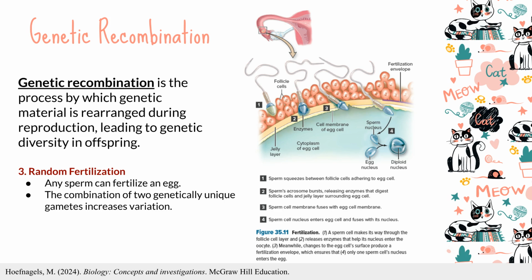The third source of genetic recombination is random fertilization. Any sperm can fertilize any egg, and each gamete is genetically unique. The combination of two unique gametes creates enormous genetic variation among offspring.